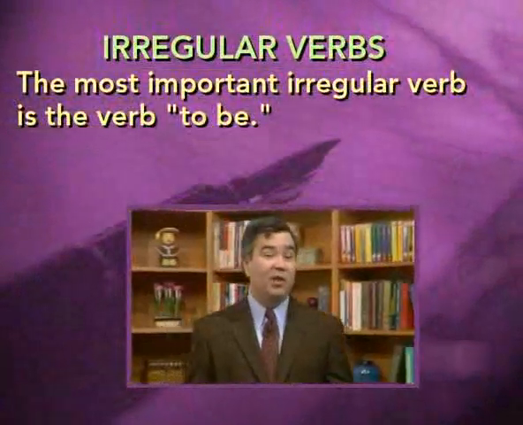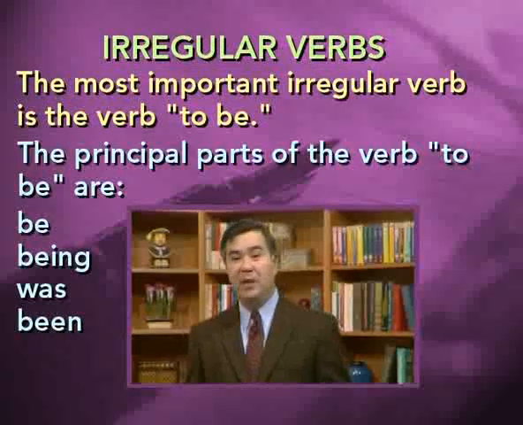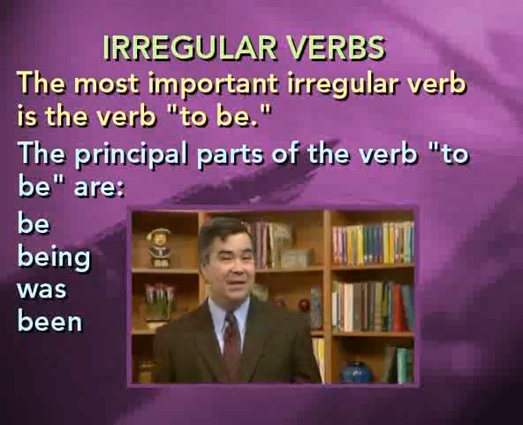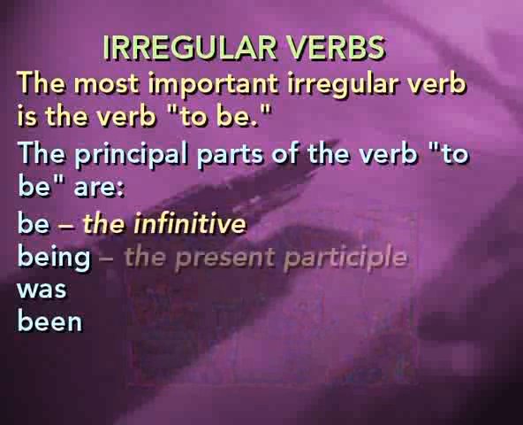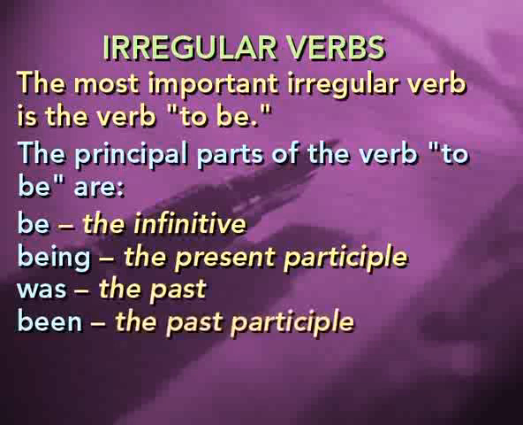It's important because it's used so often. The principal parts of the verb to be are be, being, was, and been. Be is the infinitive, being is the present participle, was is the past, and been is the past participle. Now, all the forms of the verb to be are a little bit complicated, confusing, and rather unexpected.